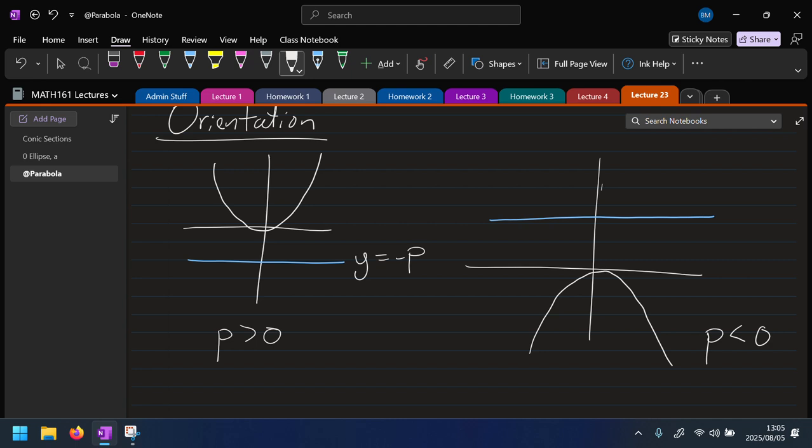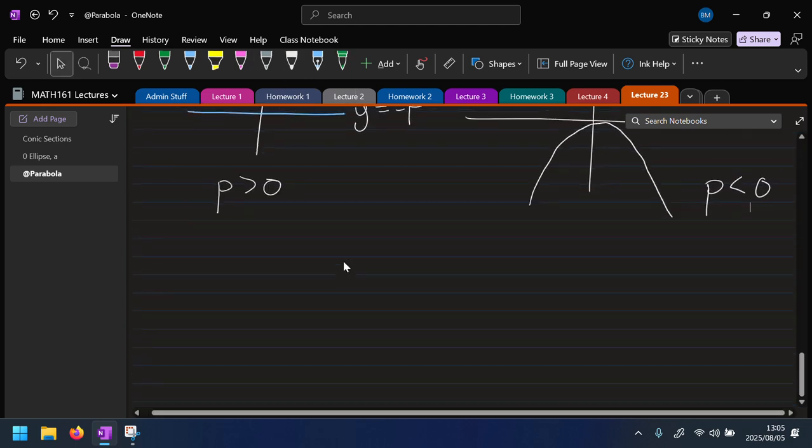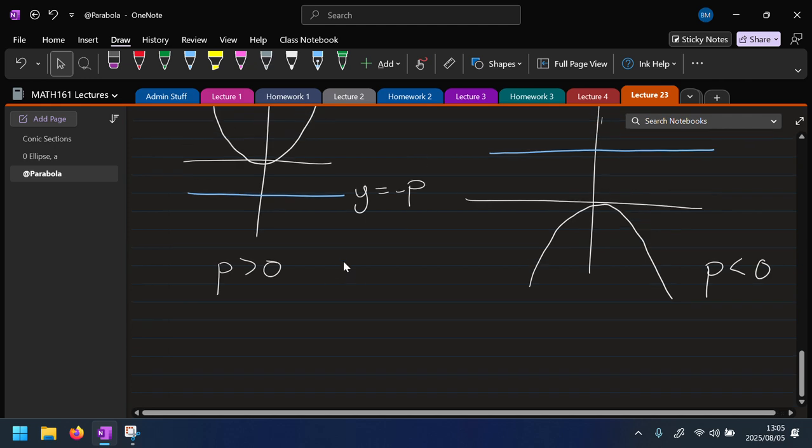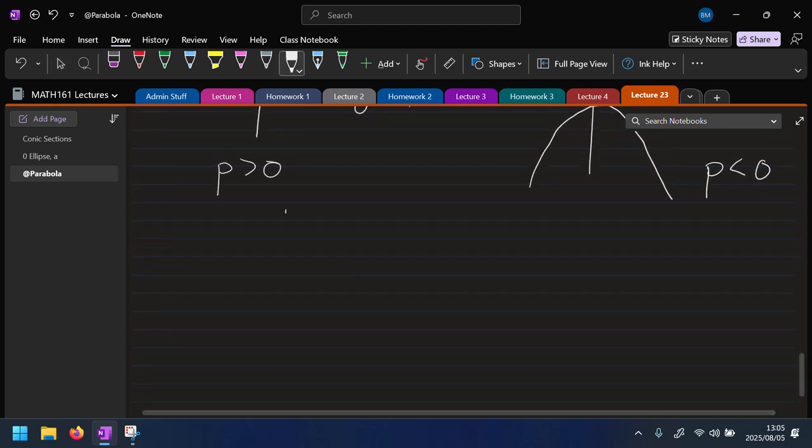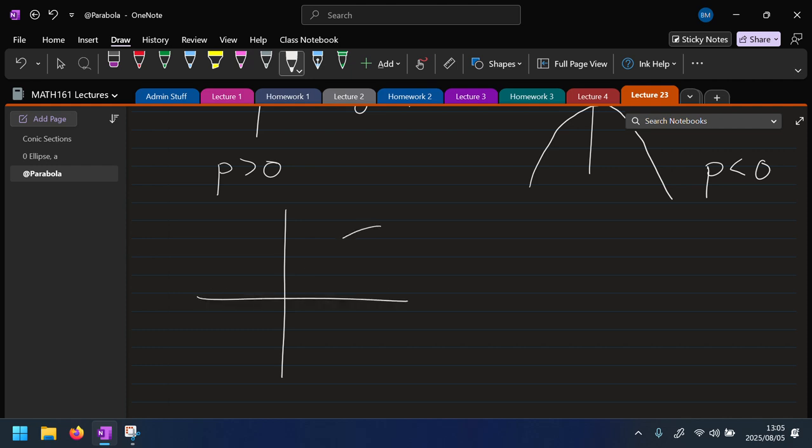So p being positive, the line is under. P being negative, the line is above. You're just going to have to deal with that. Okay, so that is up and down. Then we have left and right. So left and right, we're going to have something like this.